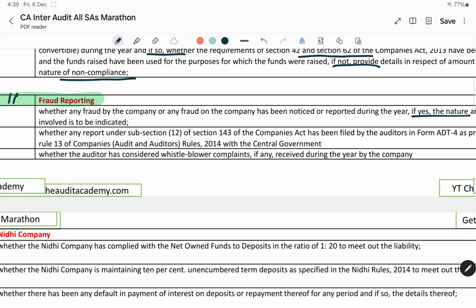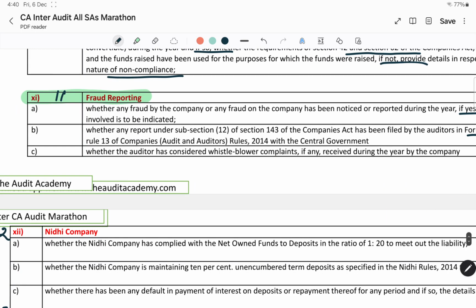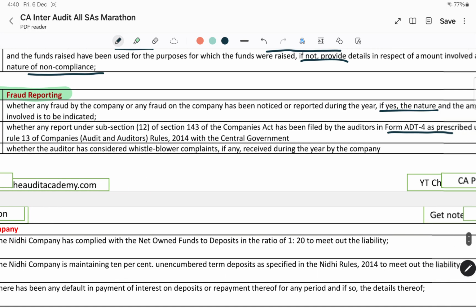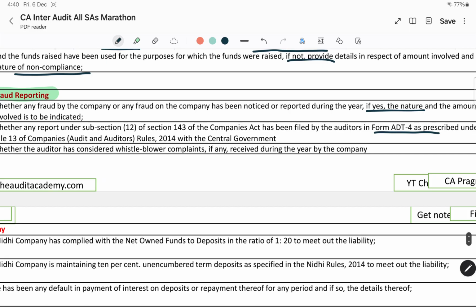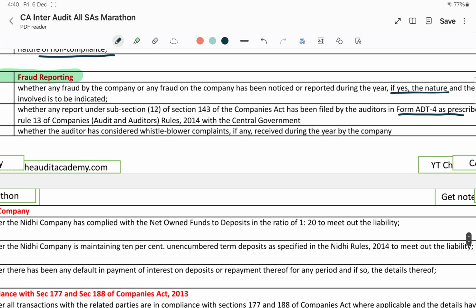Whether any report under Section 143 of the Companies Act 2013 has been filed by the auditor in Form ADT4 as prescribed under the Rules 13 of the Companies Audit and Auditor Rule 2014 with the central government. ADT 4 will be applied when fraud is exceeding.